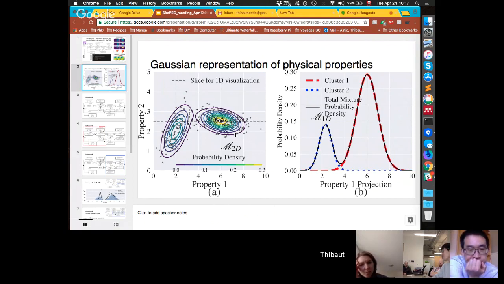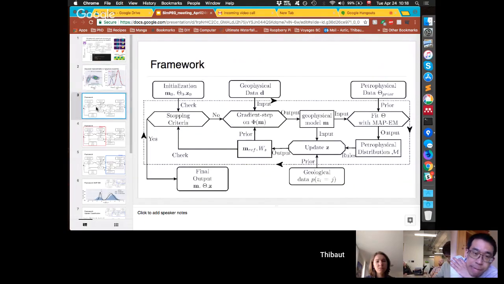That's the information I want to put inside the inversion. I invert for the geophysical data, but I also try to recover the petrophysical information. I'm telling it that I want my model to reproduce the geophysical data and to have this type of distribution. That's the full framework of how I do it.